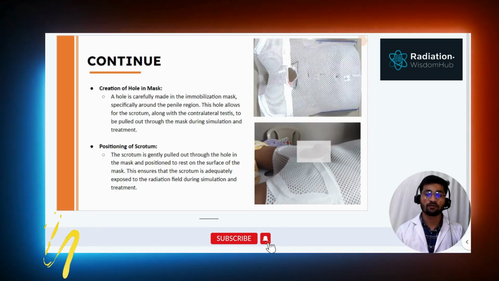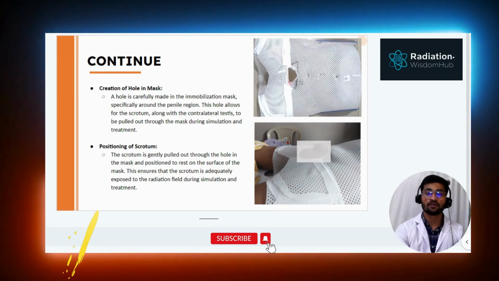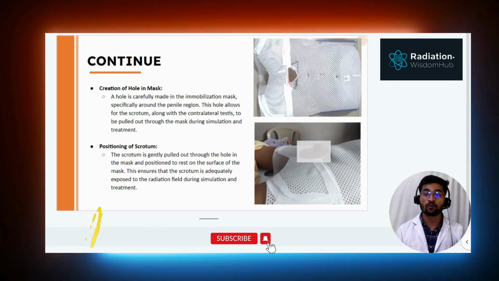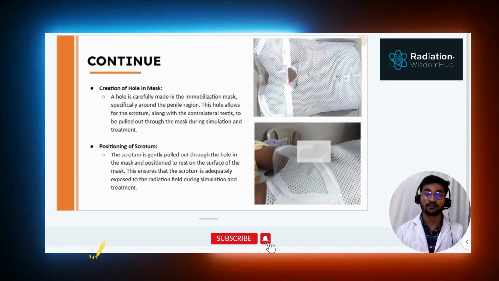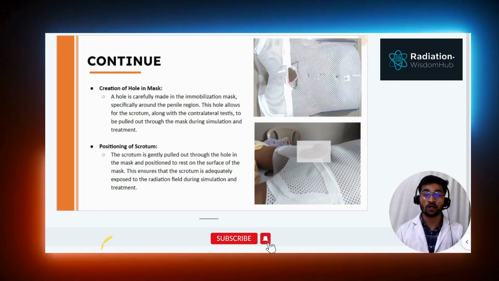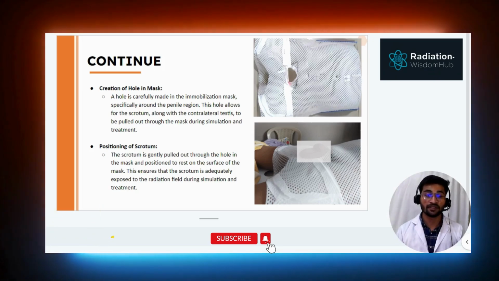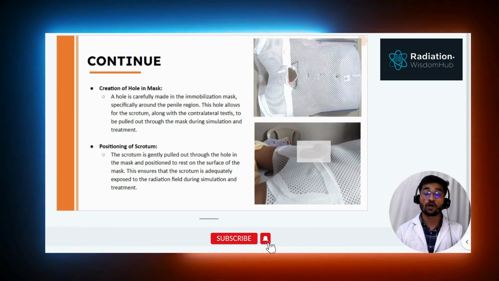So here is the creation of the hole. We can see here a hole in the penile region. A hole is carefully made in the immobilization mask, specifically around the penile region. This hole allows the scrotum along with the contralateral testis to be pulled out through the mask during the simulation and treatment.